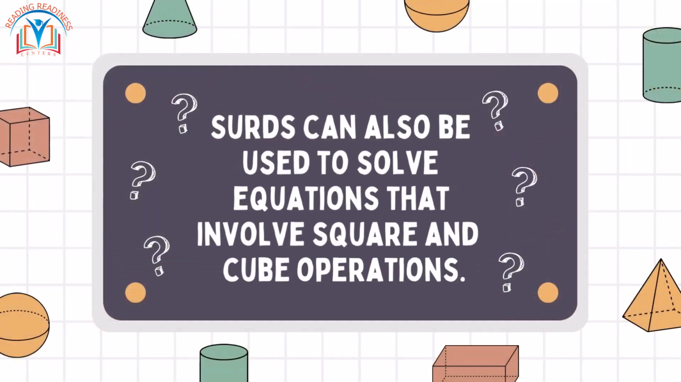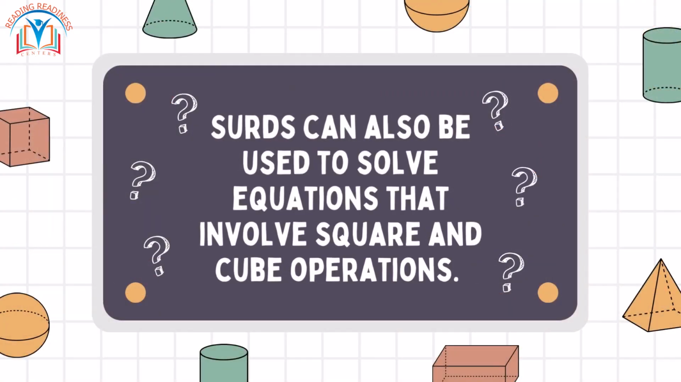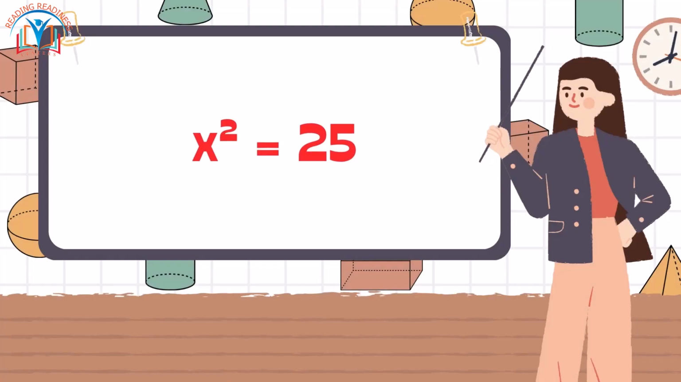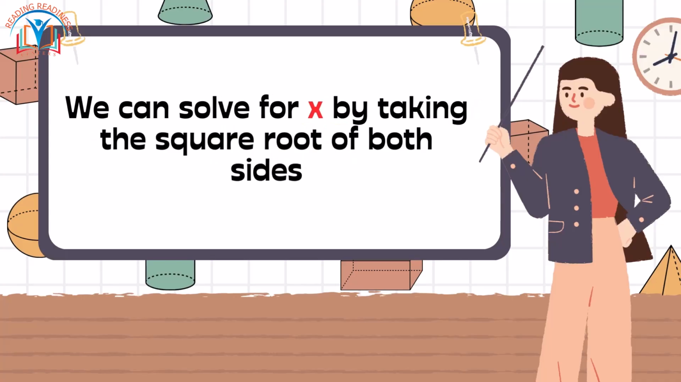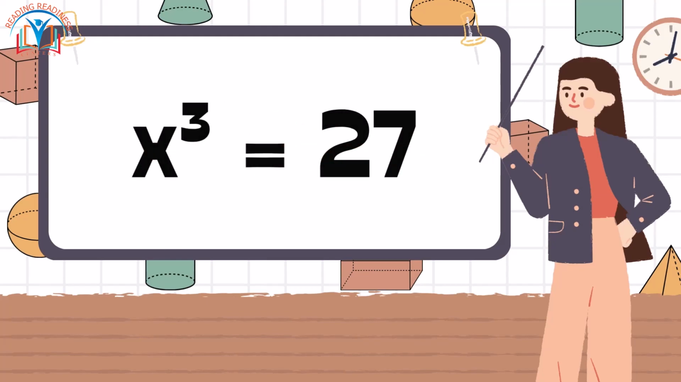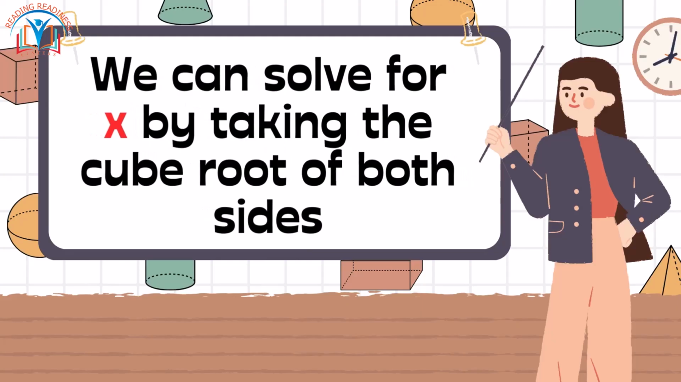Surds can also be used to solve equations that involve square and cube operations. For example, if we have this equation, we can solve for x by taking the square root of both sides. Similarly, if we have this equation, we can solve for x by taking the cube root of both sides.